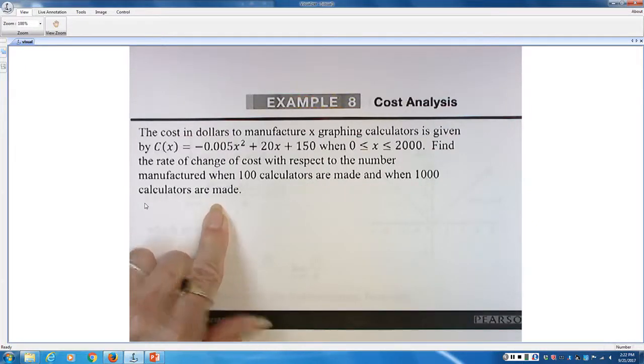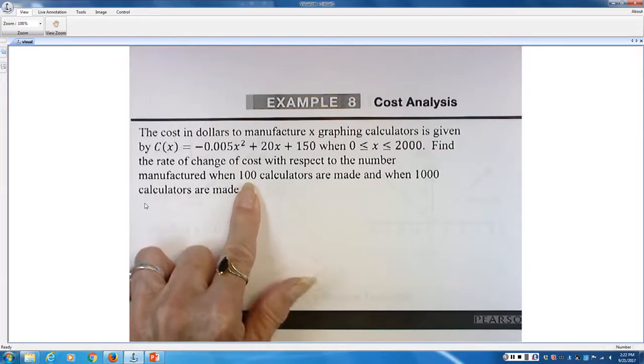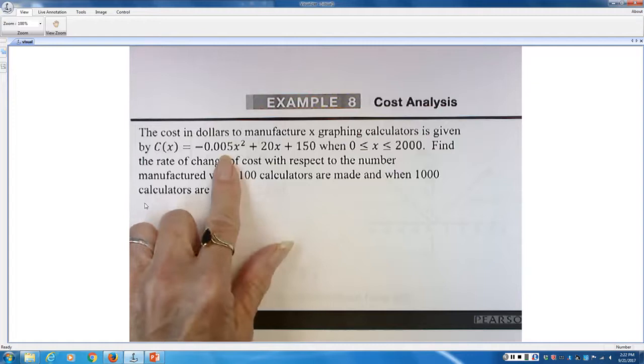In other words, the rate of change when exactly 100 calculators are made. That's the derivative. And you look at that and you say, oh my God, I have to take the derivative of that.